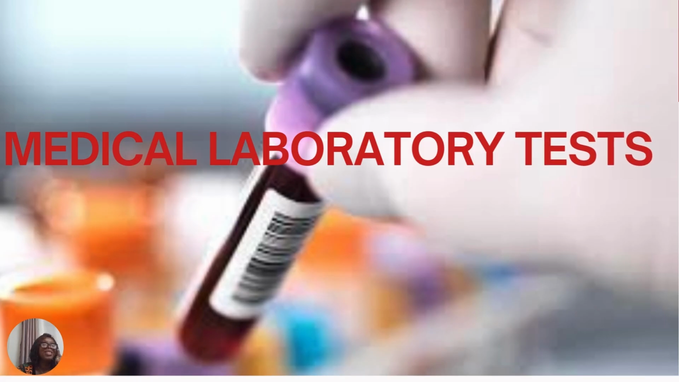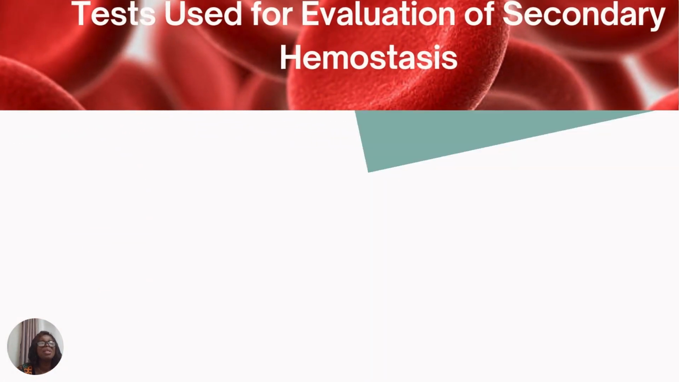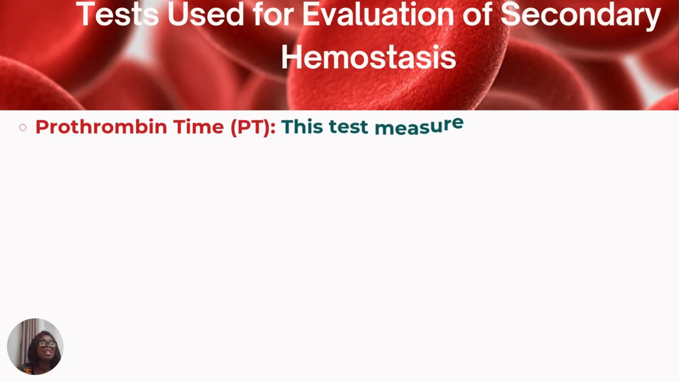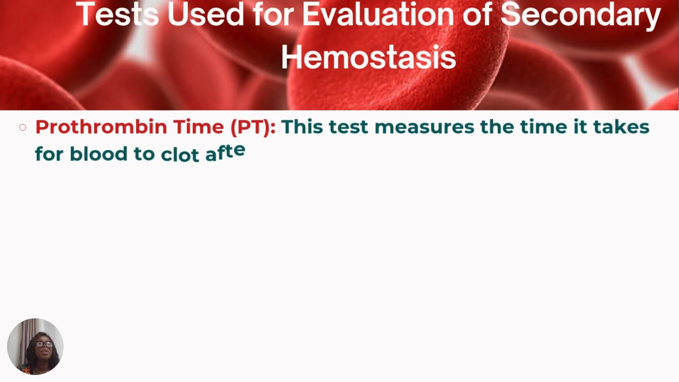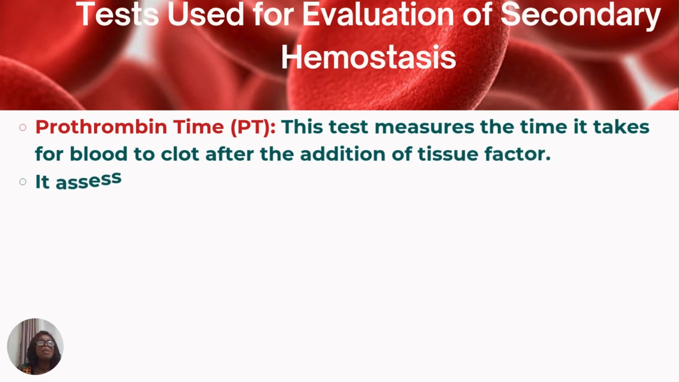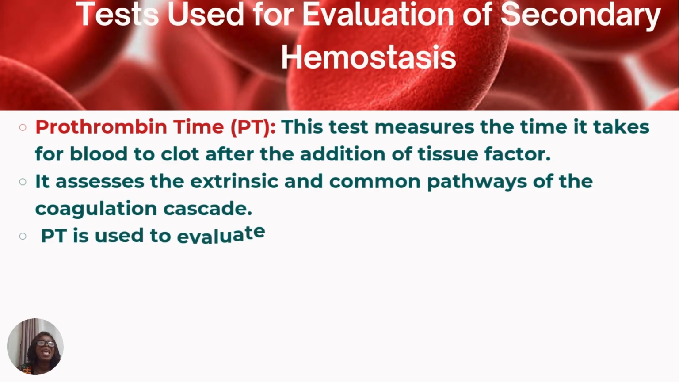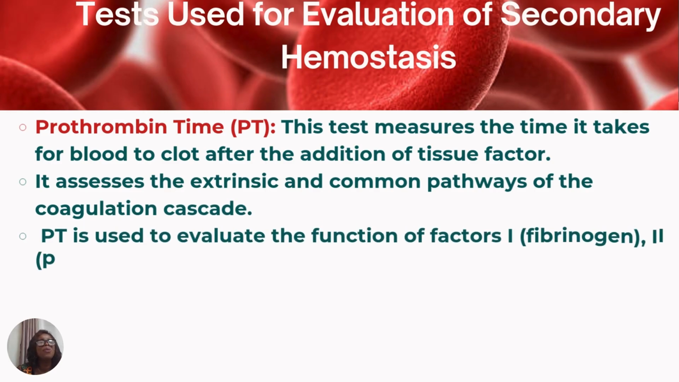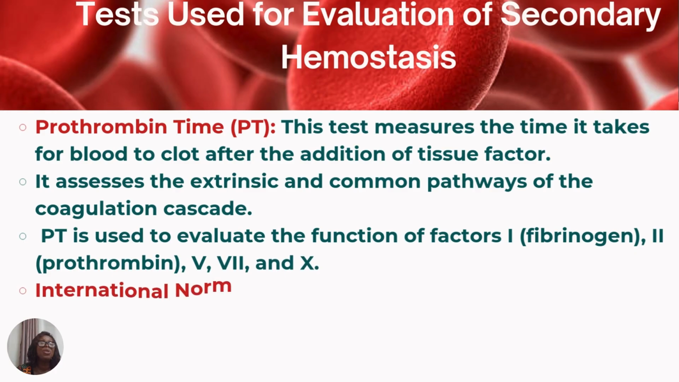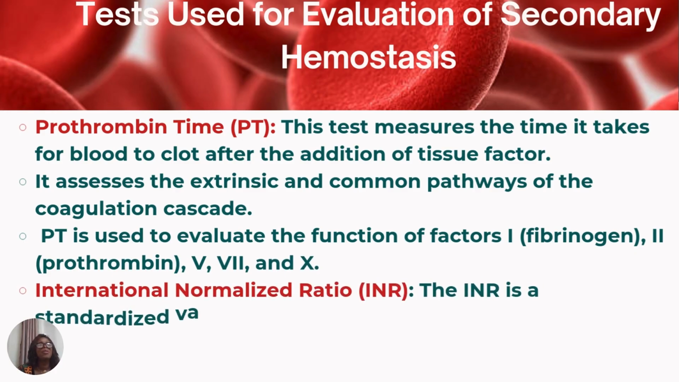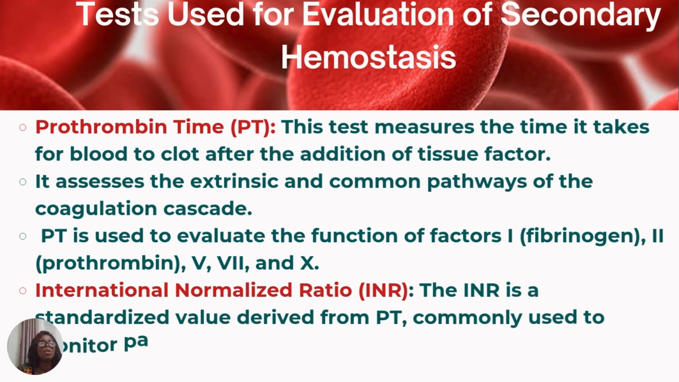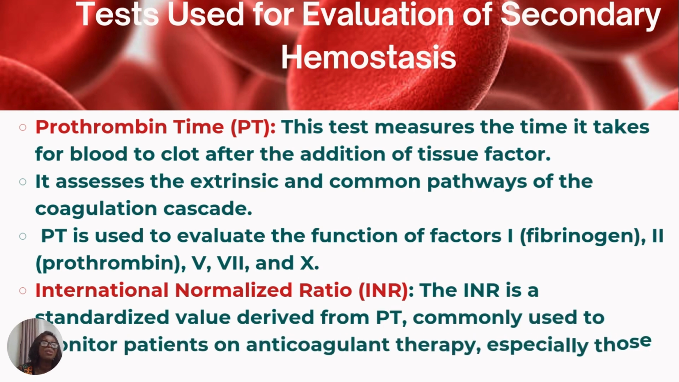Let us now discuss various laboratory tests or diagnostic tests that can be used to assess secondary hemostasis. The first on the list is what we call the prothrombin time test. The prothrombin time test measures the time it takes for blood to clot after the addition of tissue factor. It assesses the extrinsic and common pathways of the coagulation cascade. Now, PT is used to evaluate the function of factors like factor 1, which is fibrinogen, factor 2, prothrombin, and then factor 5, factor 7, and factor 10.